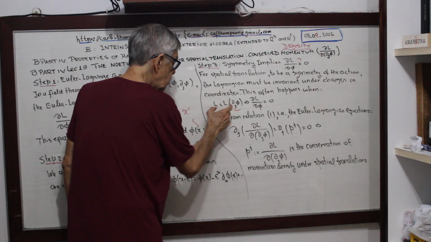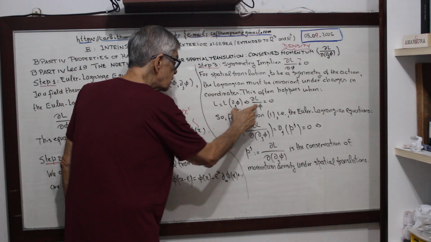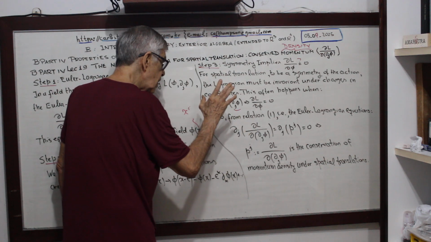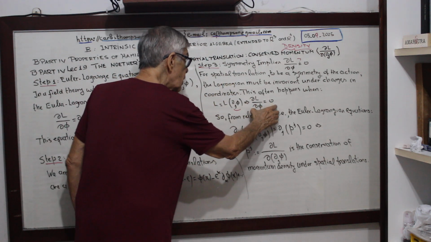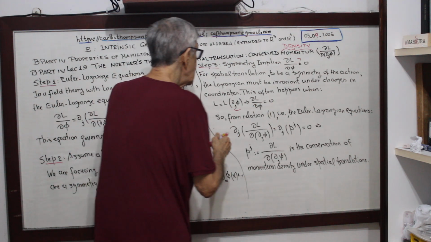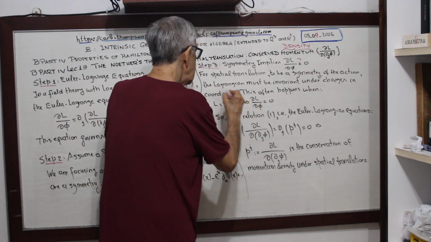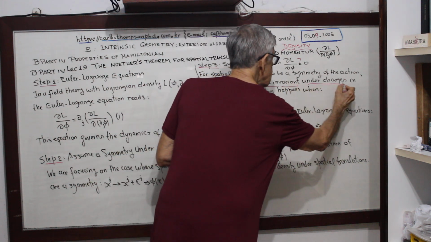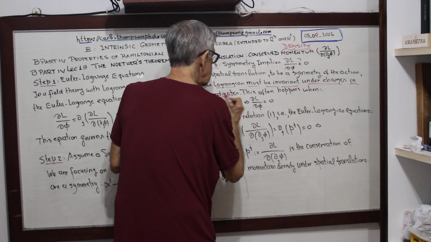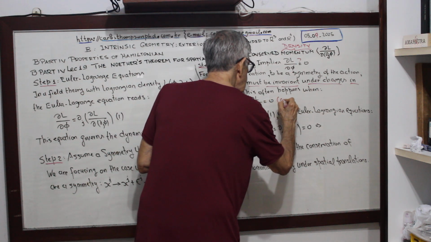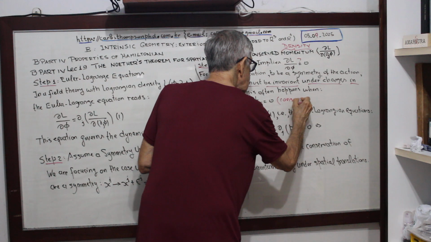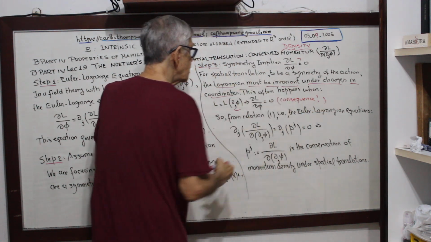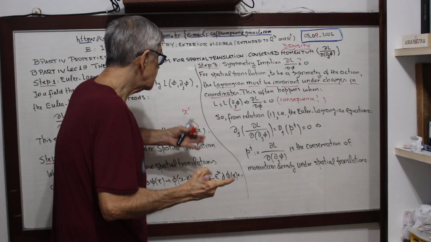So, this implies that partial L with respect to phi is equal to 0. Attention now, this is a consequence of the Lagrangian being invariant under change in coordinates. A consequence of this assumption over here. So that's it.